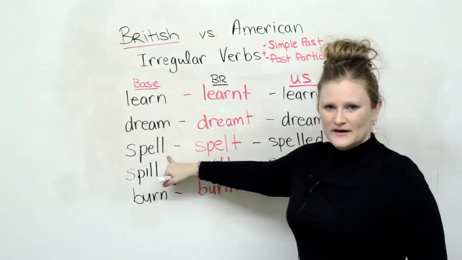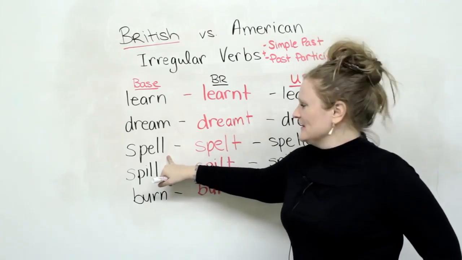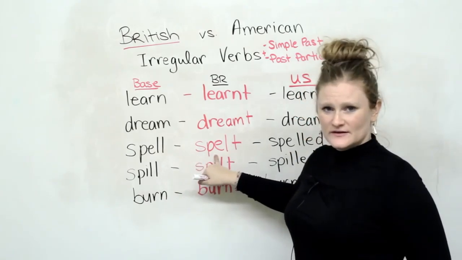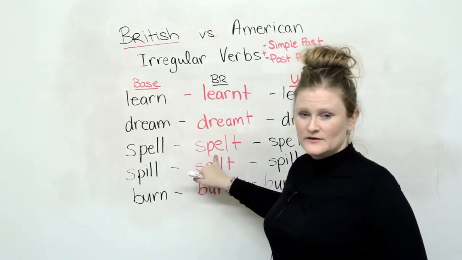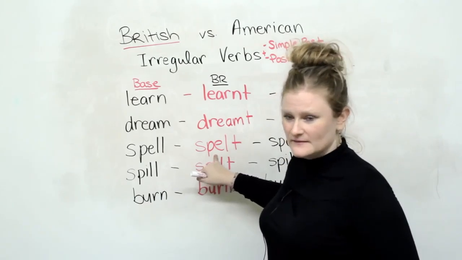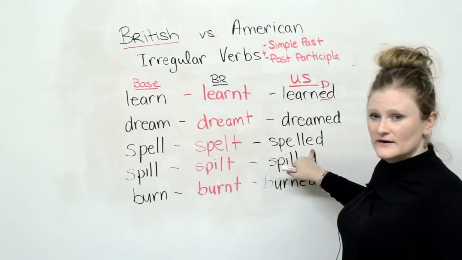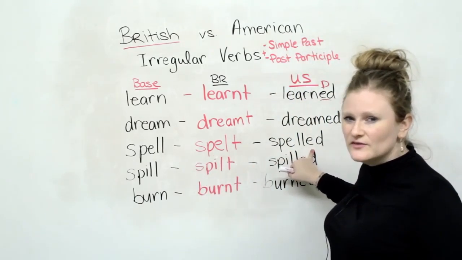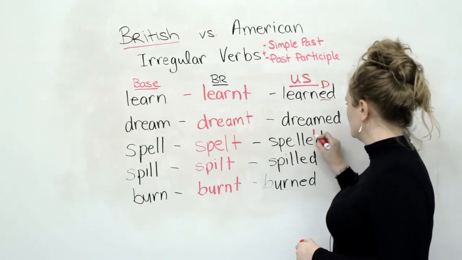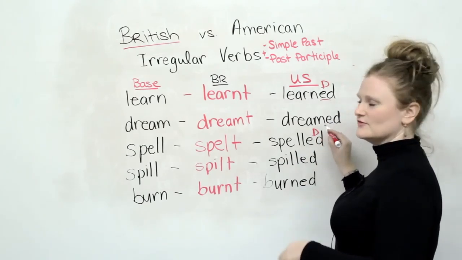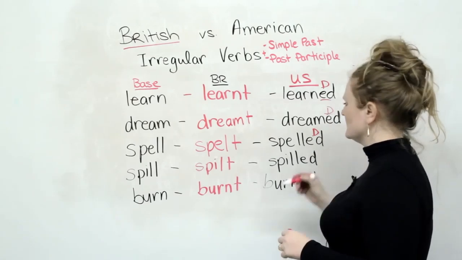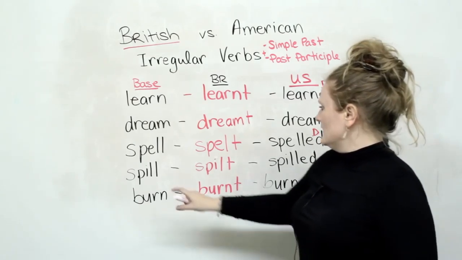The next one is spell. Something I'm not very good at. Spell, British English is spelt. Like you spelt that wrong, Ronnie. In America, they would say spelled. This is a D sound. Sorry, so is dreamed. These are all D sounds at the end.